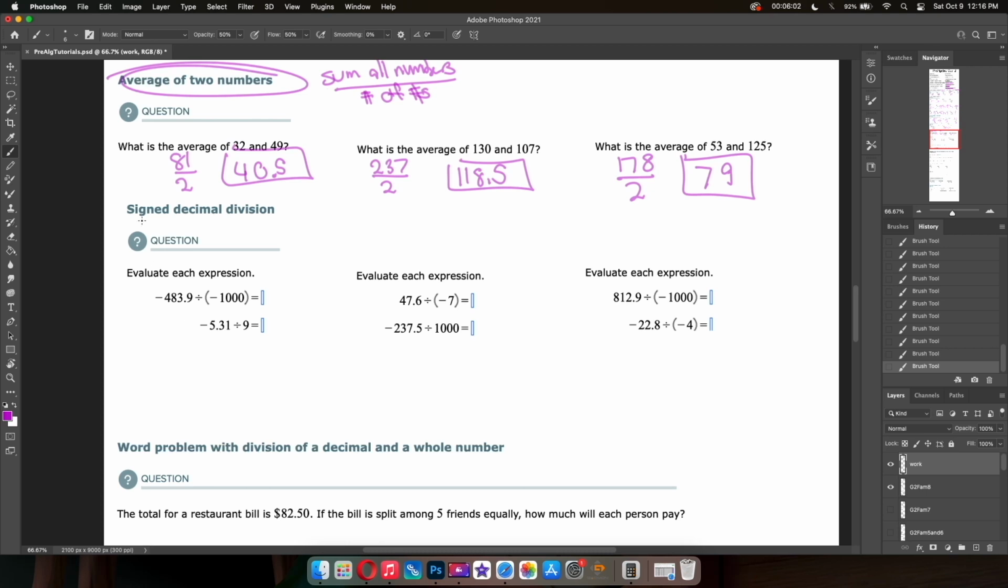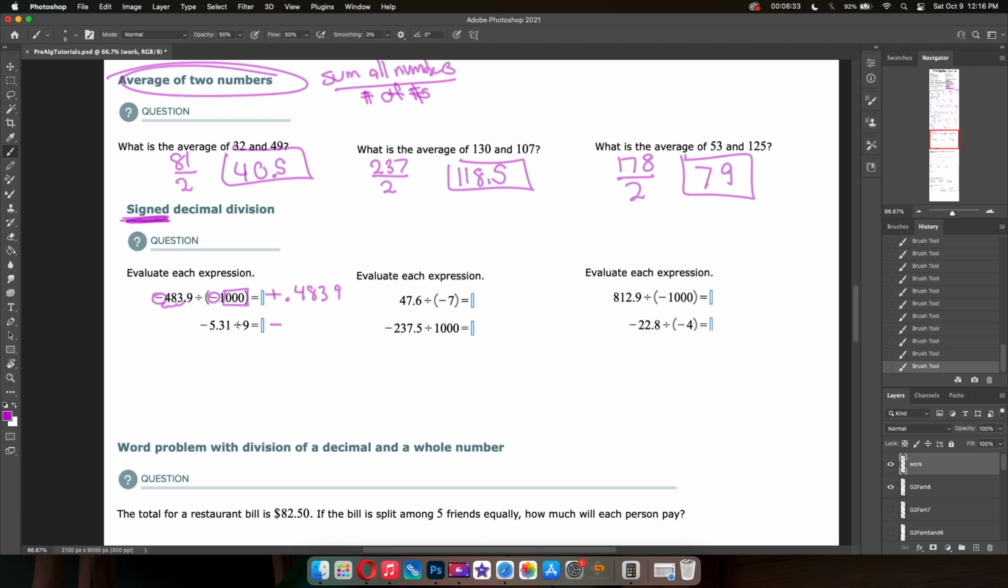And now, next thing, we're doing signed decimal division. So we're back to integers again. We're dealing with positive and negative numbers. But we've done this enough times that you just handle the sign first and then forget about it. So a negative divided by a negative, double negative is a positive. We're dividing, so we're going to move to the left 1, 2, 3 spaces. So 0.4839. Here, they're going to make me do this the long way.